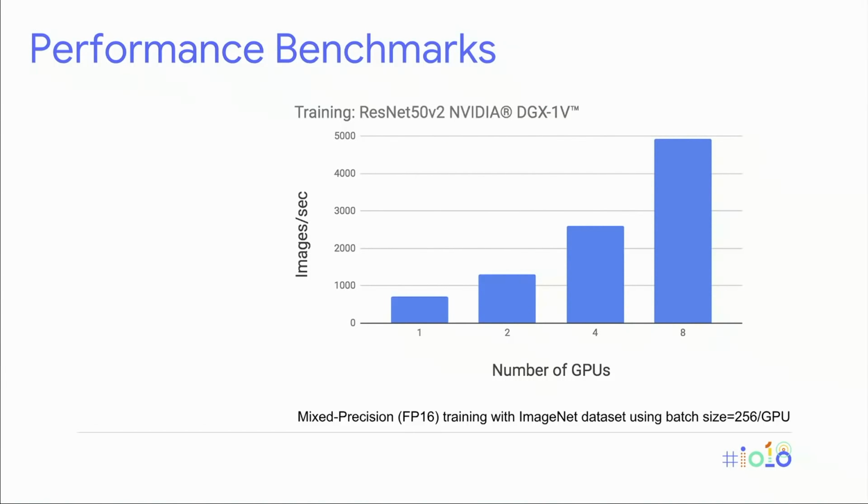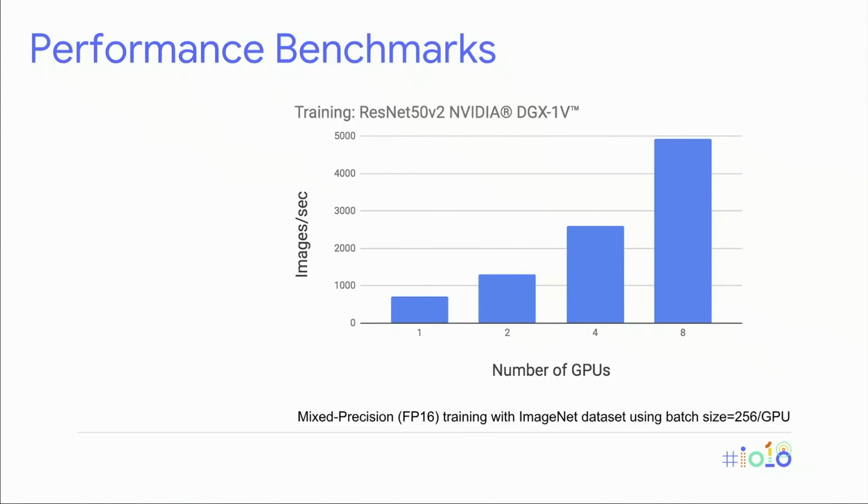Let's look at a few performance benchmarks on the DGX1. The DGX1 is a machine on which we run deep learning models. We're running mixed precision training with a per GPU batch size of 256. It also has 8 Volta or V100 GPUs.